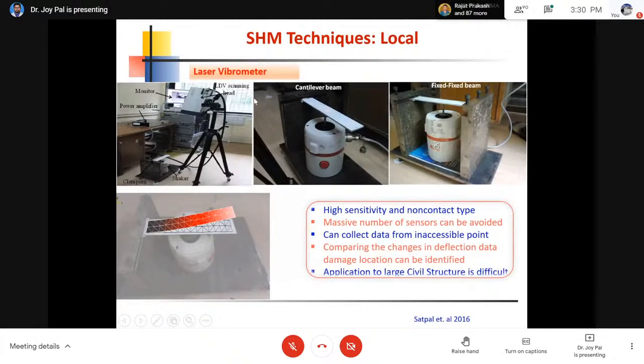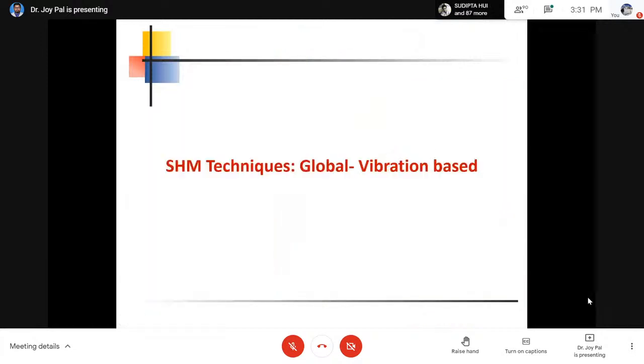So consider a cantilever beam. At this cantilever beam you have to collect so much data. Think about a civil engineering structure: from how many locations do you need to collect the data, and how much time is required? That is why some other techniques came into picture, called global methods, and mostly vibration based techniques are considered.